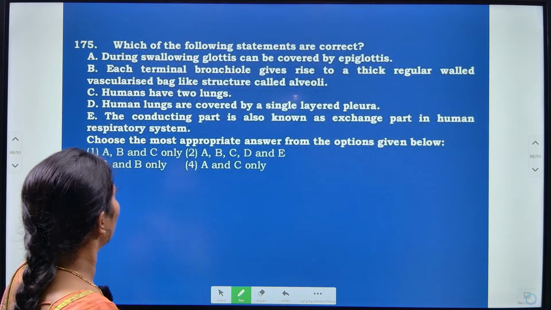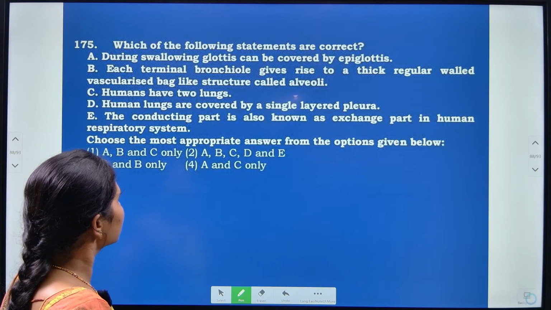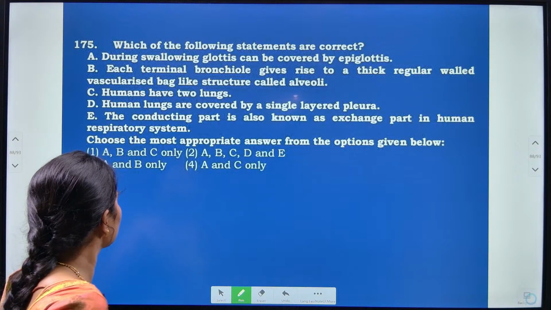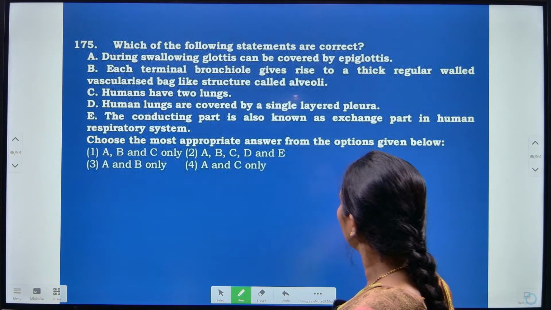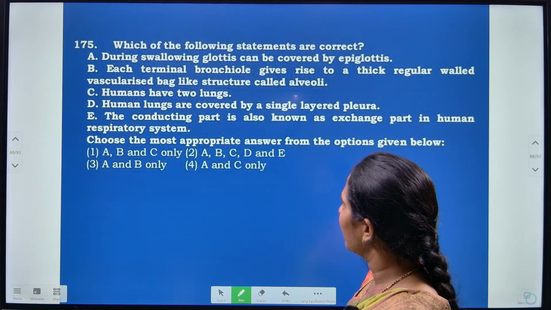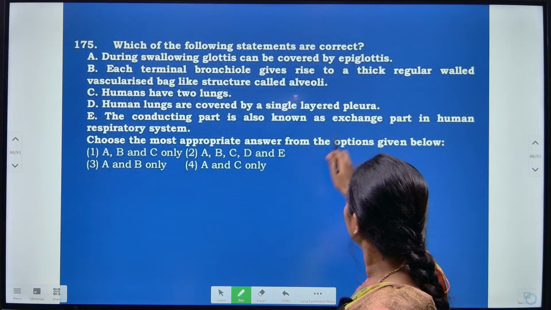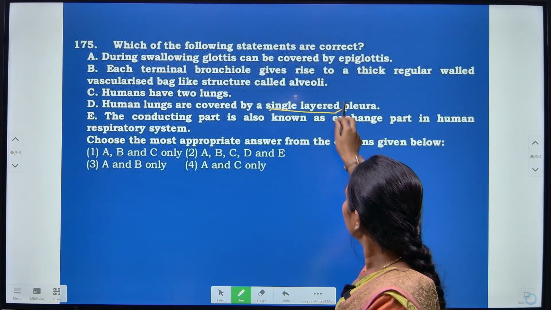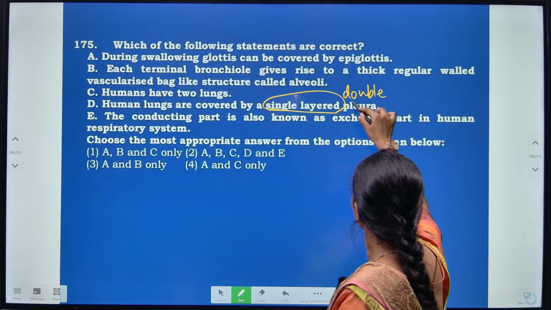Right. So, which of the following statements are correct? During swallowing, glottis can be covered by epiglottis. Each terminal bronchiole gives rise to a thin, irregular-walled, vascularized bag called alveoli. Humans have a pair of lungs, that is 2 lungs. Human lungs are covered by a single layer of pleura. No, it is not a single layer, it is a double layer.